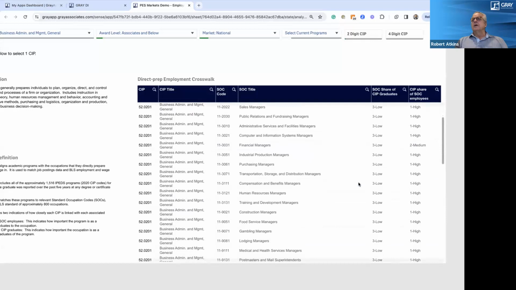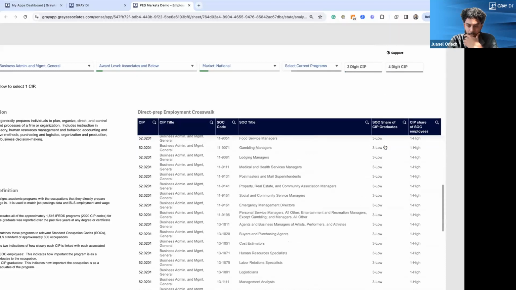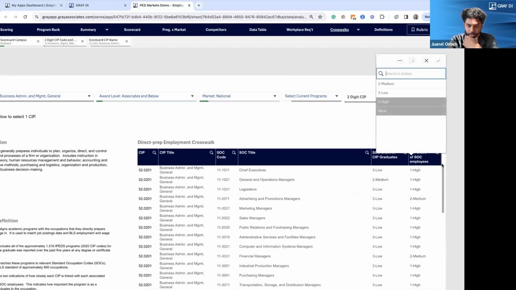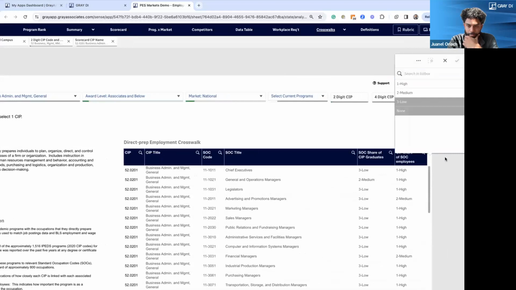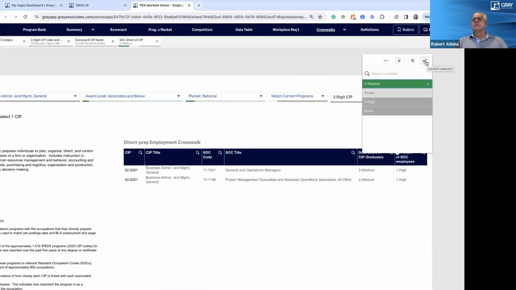Why don't we look at the SOC share of SIP graduates? So that would tell us what percentage of SIP graduates went into a given field. Do it the other way around, yeah. Probably is how it's sorted to start with. I think the sort might be broken. I think we're not going to say hi for any of these, actually, Bob. Let's see. Really? Yeah. So we can do medium.